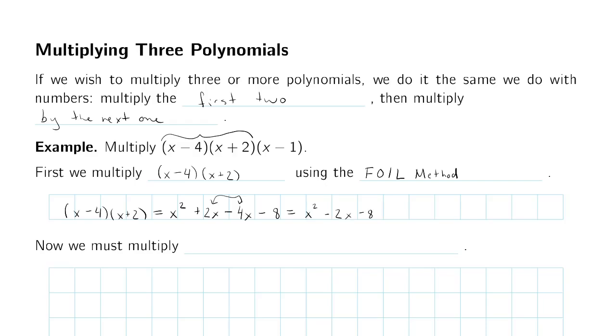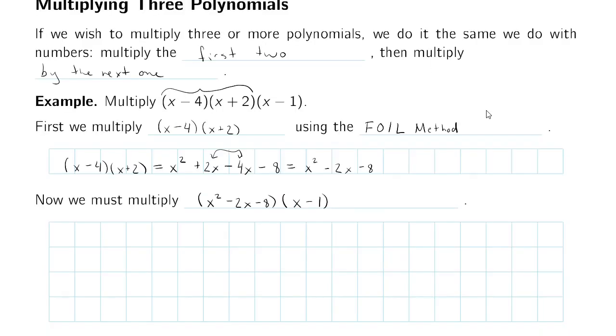Okay, so I've multiplied my first 2 polynomials, and I got x squared minus 2x minus 8. And now I want to multiply that by the binomial I haven't used yet, by x minus 1. And now I have 3 terms times 2 terms. For that, I'm going to use the rectangle method.